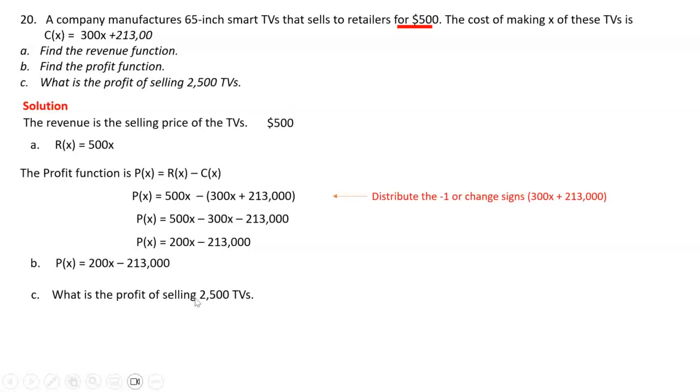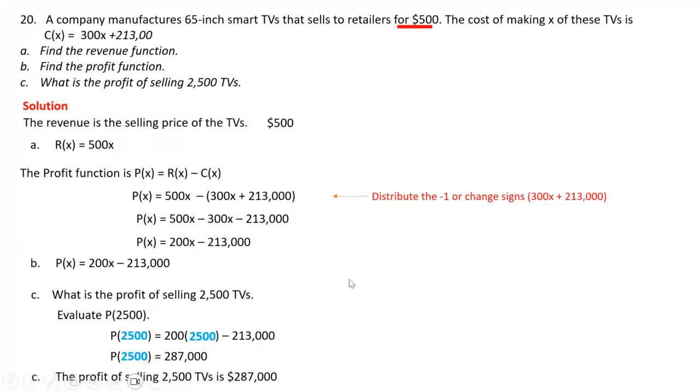Now, part C, what's the profit of selling 2,500 TVs? So I'm going to evaluate the profit function at 2,500. We plug in 2,500 for the X, and we use a calculator. So the answer will be 287,000. So that's how much profit you would get after selling 2,500 TVs. Okay, now, let's see what else.